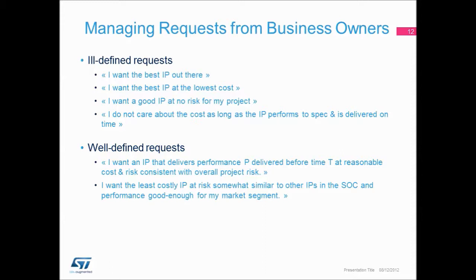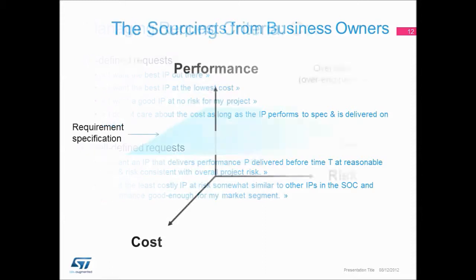I want the least costly IP at a risk which is somewhat similar to the other IPs, the one that I make, for instance, and the performance needs to be good enough for my market, basically. I think these are the well-defined requests that sometimes we struggle in, let's say, discussing with these business owners, trying to extract what those requests are.